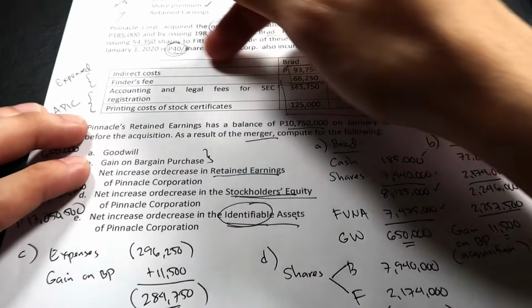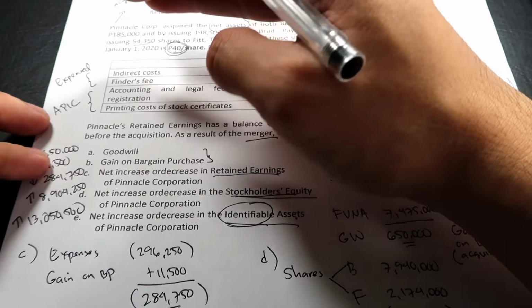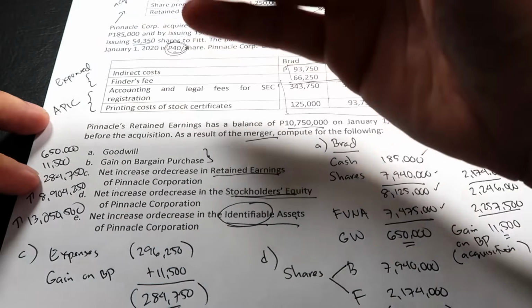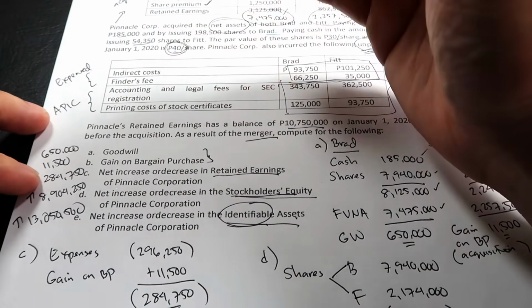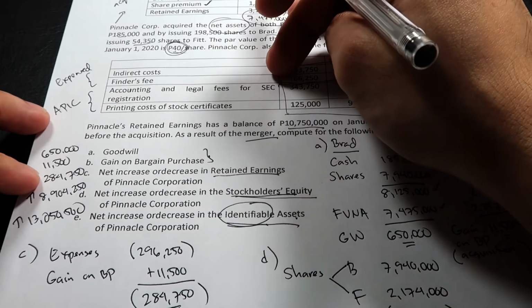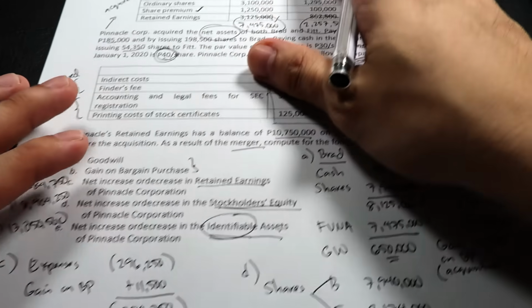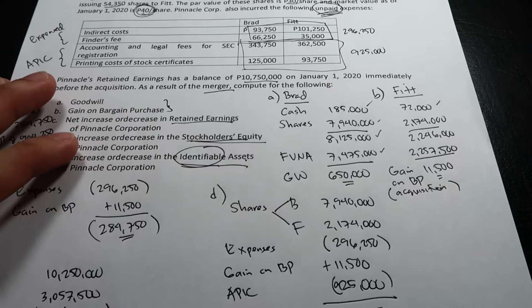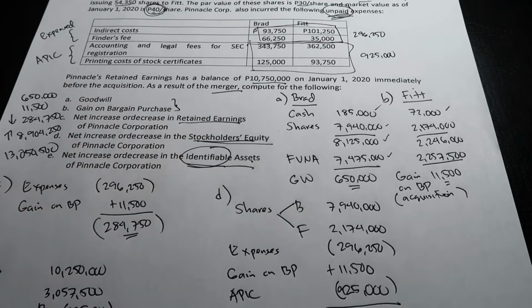And yung classification, how do you know if it's expense? How do you know if it's charged to APIC? Again, if it's related to incorporation, you charge to APIC. Otherwise, you charge to expense. And if expense siya, we know ang direct effect niya is decrease in your retained earnings. And separate natin in-analyze si Brad and Fit. Alright, that's it for merger or acquisition.